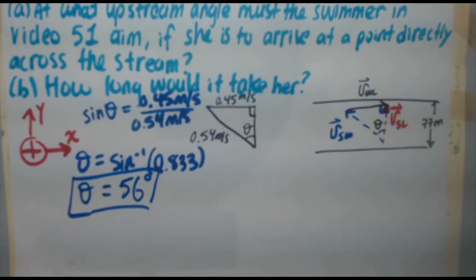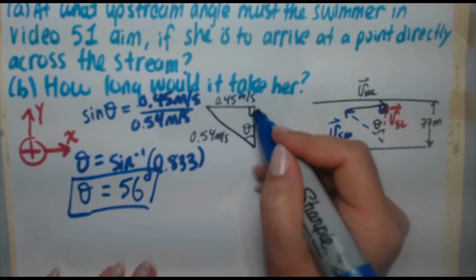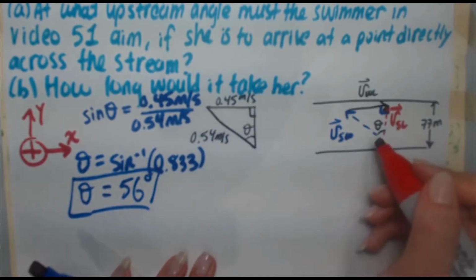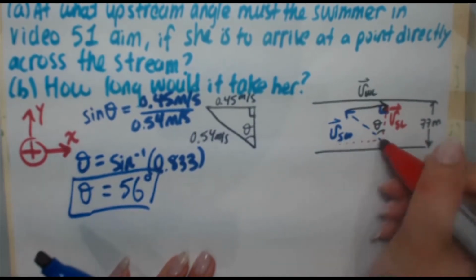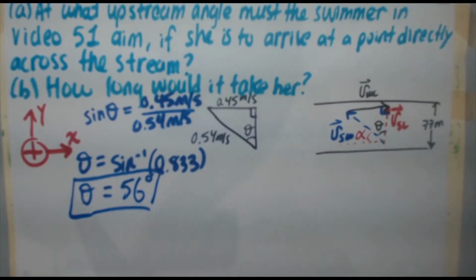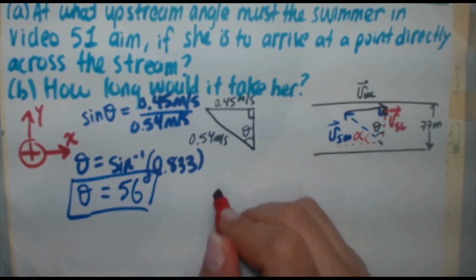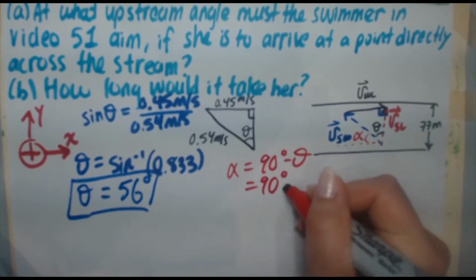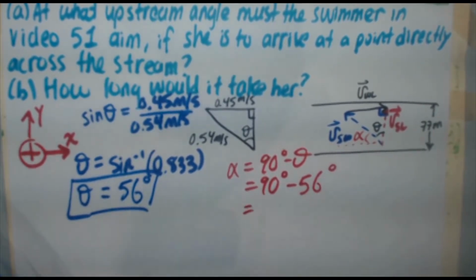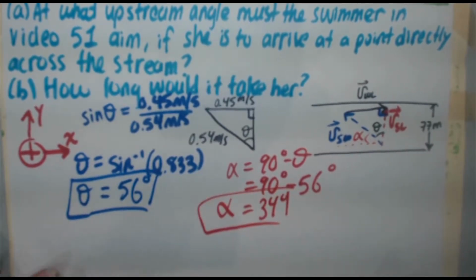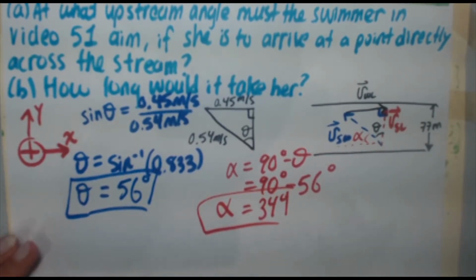Now, 56 degrees is relative to the vertical, right? Now, we're going to give this angle relative to something that makes a bit more sense. Let's give it relative to the land, so let's give this relative to something called alpha. Alpha and theta are complementary angles, so alpha is in fact 90 minus theta, which is 90 minus 56. If you do that, you are going to get 34 degrees. So therefore, she must angle herself 34 degrees relative to the land.